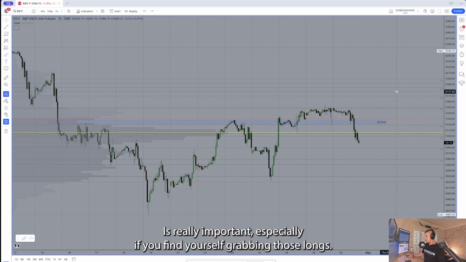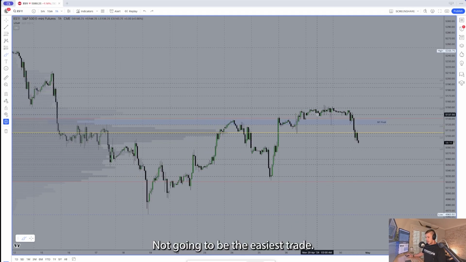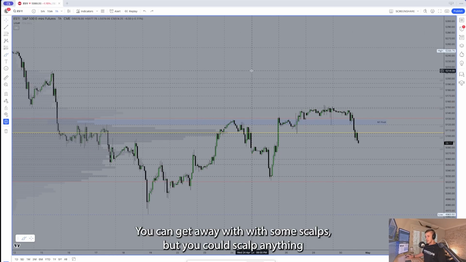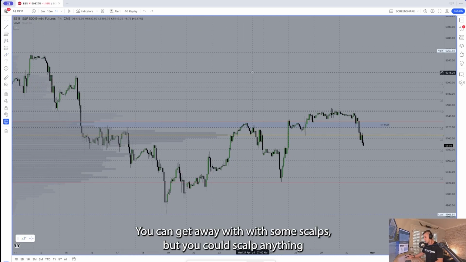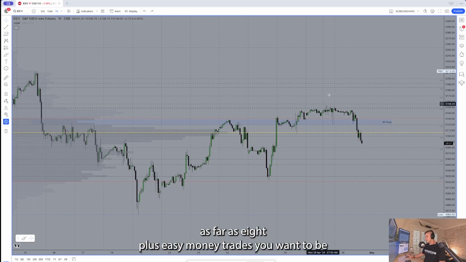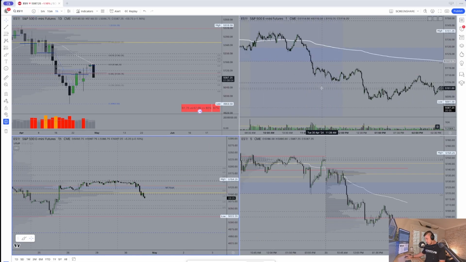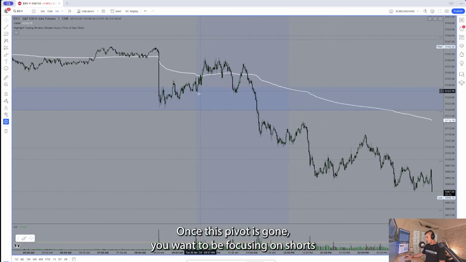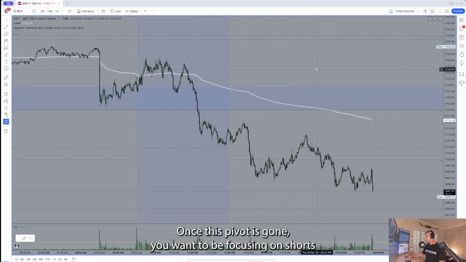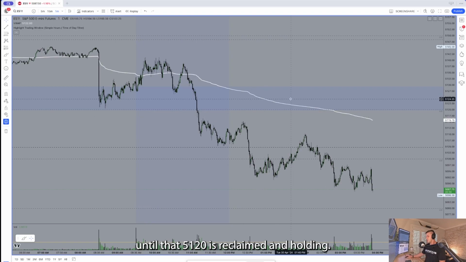This is really important, especially if you find yourself grabbing those longs. Not going to be the easiest trade. It can work. It can definitely work. You can get away with some scalps, but you could scalp anything. As far as A+ easy money trades, once this pivot is gone, you want to be focusing on shorts until that 51.20 is reclaimed and holding.